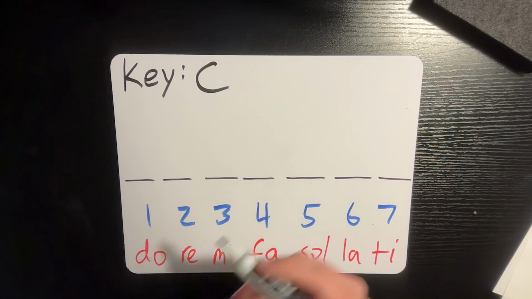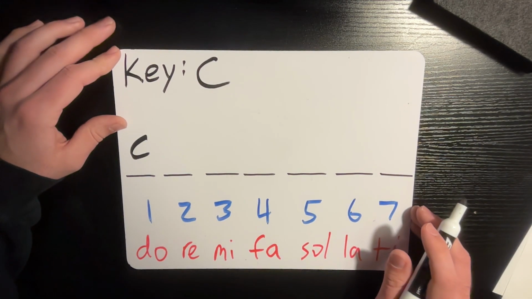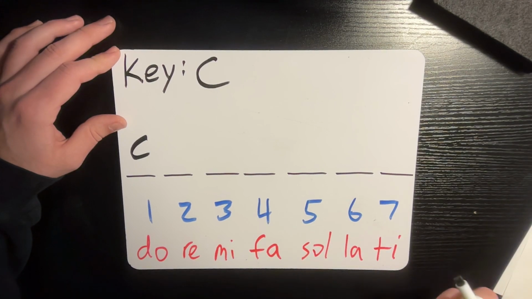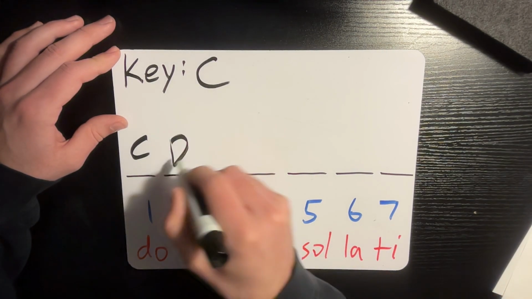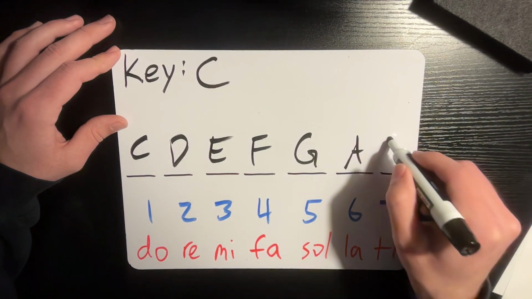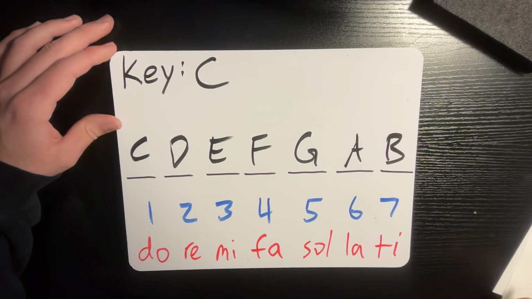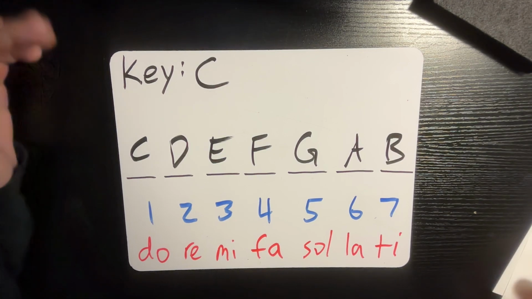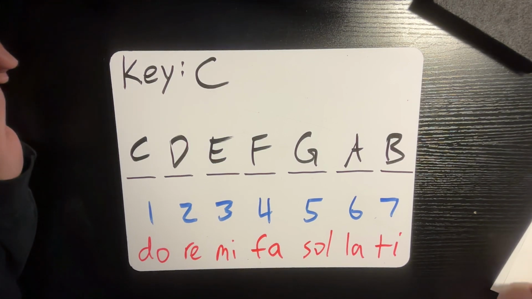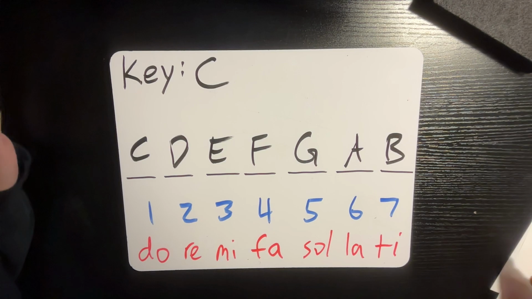The first note that we have in the key of C major is C. And if you know anything about the key of C major, you know that it is all of the natural notes. So C, D, E, F, G, A, B. That is the C major scale. And the pattern, of course, that we're following for the C major scale, never forget the pattern of the major scale in general. The pattern is whole step, half step, whole step, half step.